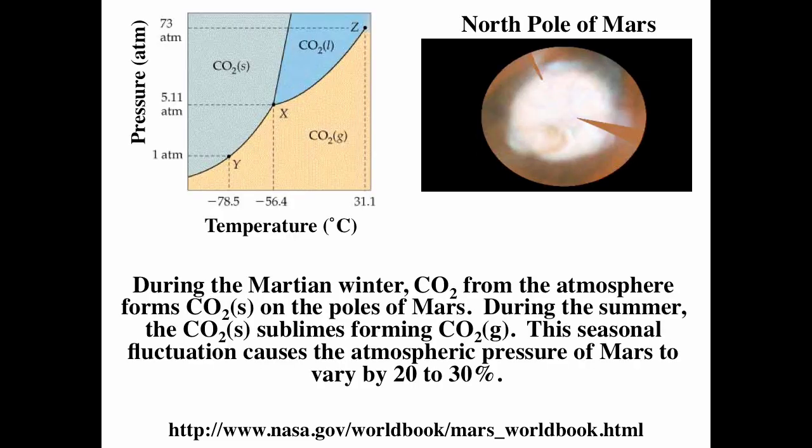It's also kind of cool. During the Martian winter, the CO2 from the atmosphere forms solid CO2 on the poles of Mars. And so this video shows you the North Pole of Mars. During the winter, you have a lot of solid CO2. That's why it's white. And then during the summer, that CO2 sublimes, going from a solid to a gas. And so that changes back to the orange color. Because of this, there's a seasonal fluctuation of atmospheric pressure on Mars of about 20 to 30%.